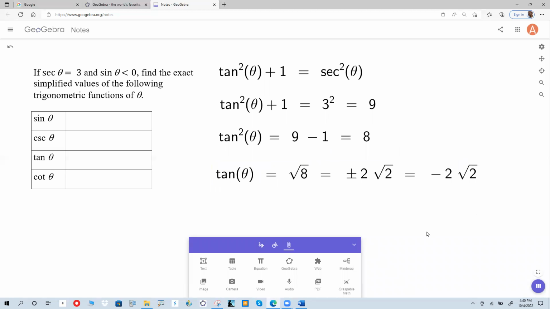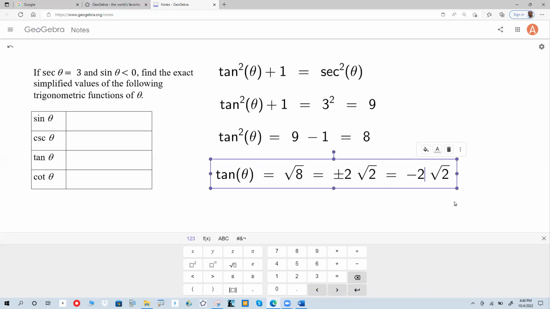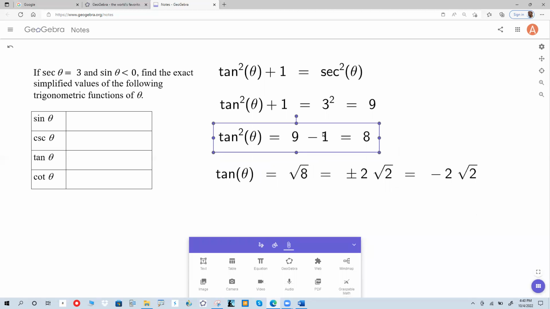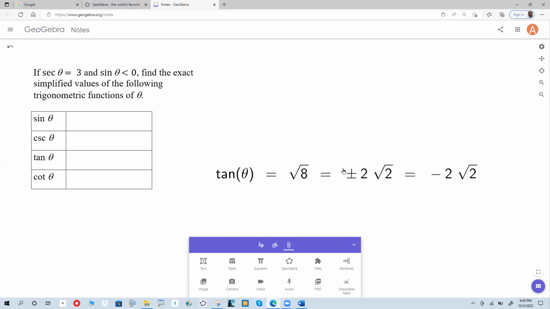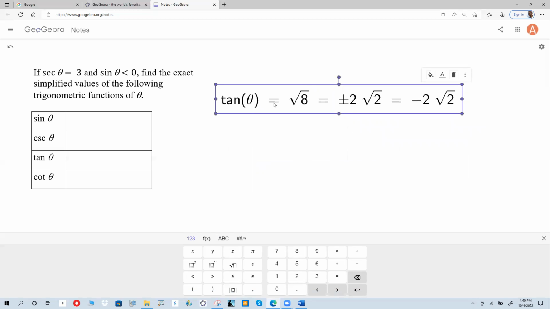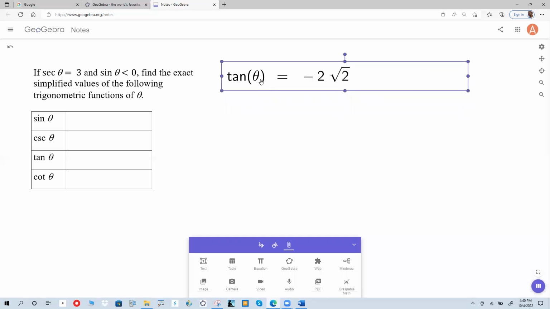Now, this part, I'm going to erase all this. I don't need it anymore. But you really want to understand why tan theta is negative 2 times square root of 2. So I already have one value: negative 2 times square root of 2. So what I'm going to do, guys, is get rid of this and simplify it. I don't need the entire line. Now, I leave it here.